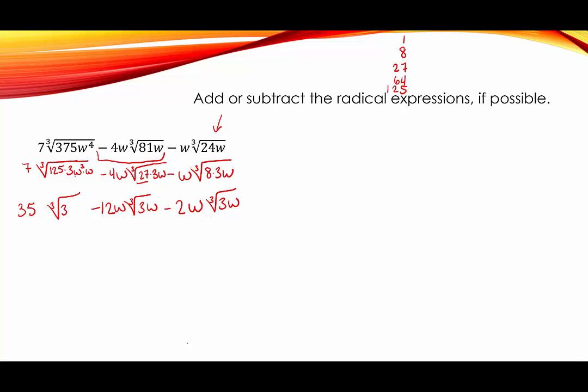The cubed root of w cubed would be w. And then this w is stuck under the radical, right? This one just comes down. Okay, so now I have w cubed root of 3w, w cubed root of 3w, w cubed root of 3w.